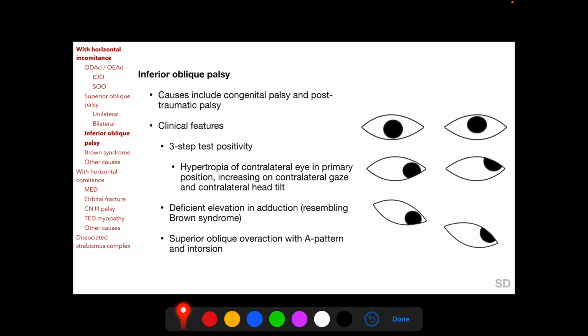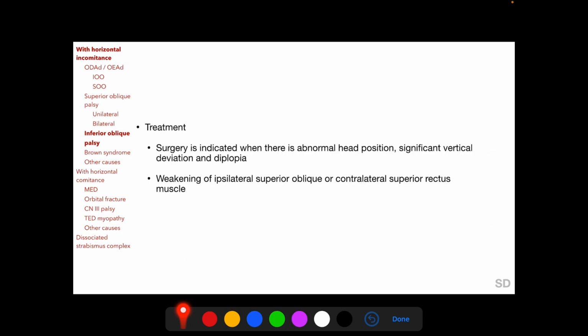Indications for surgical treatment of an inferior oblique palsy are abnormal head position and significant vertical deviation with diplopia. And surgical options include weakening of the ipsilateral superior oblique muscle, the antagonist of the palsied ipsilateral inferior oblique muscle, or weakening of the contralateral superior rectus muscle, the yoke of the palsied ipsilateral inferior oblique muscle.